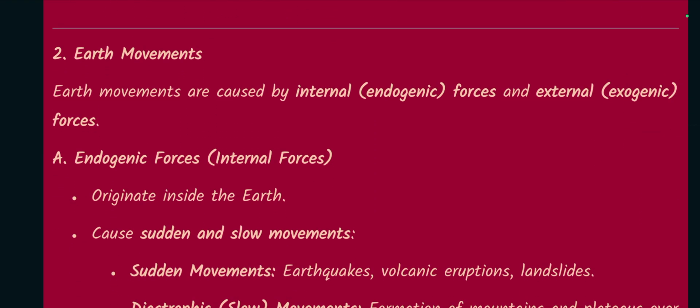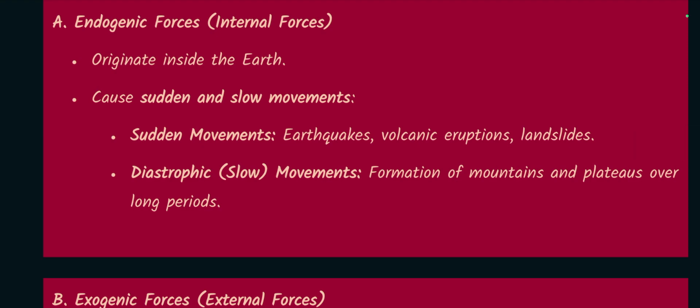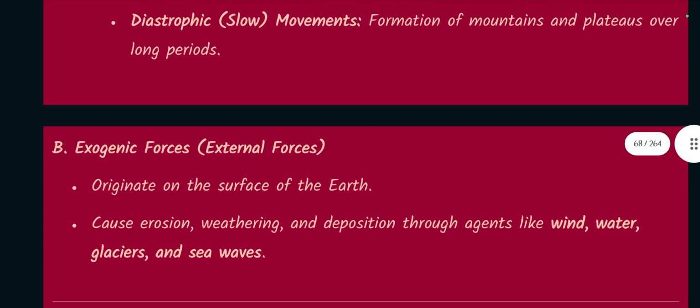Number 2, earth movements. Earth movements are caused by internal, meaning endogenic, forces and external, exogenic, forces. Endogenic forces, meaning internal forces, originate inside the earth and cause sudden and slow movements. Sudden movements: earthquakes, volcanic eruptions, landslides. Diastrophic movements, meaning slow movements: formation of mountains and plateaus over long periods.